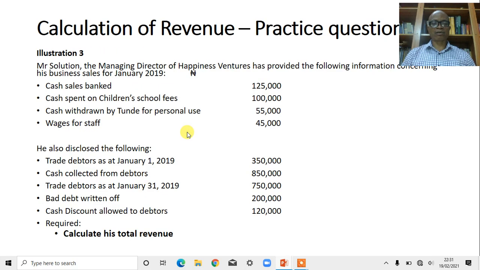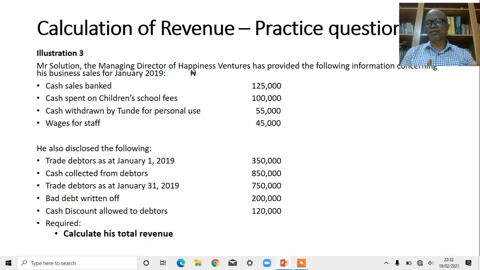Now let's look at a practical example here. Calculation of revenue, that's sales. Illustration number 3. Mr. Solution, the managing director of Happiness Venture, has provided the following information concerning his business sales for January 2019. In this particular month, he banked a total amount of 125,000, out of which he spent 100,000 on student school fees.